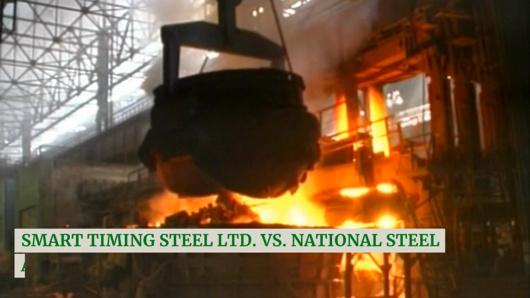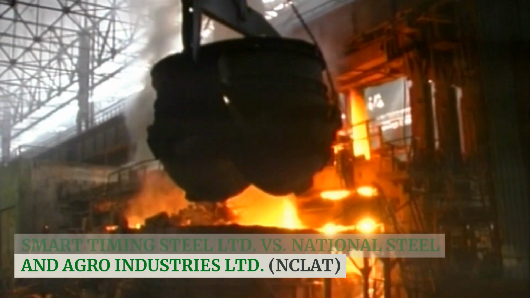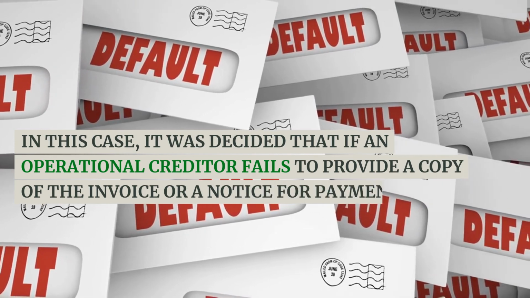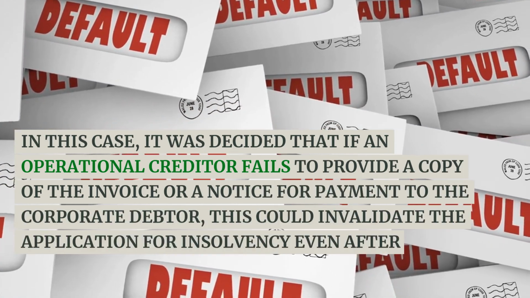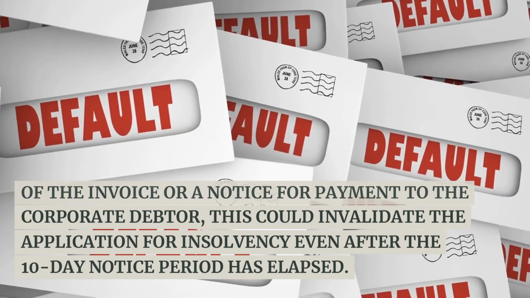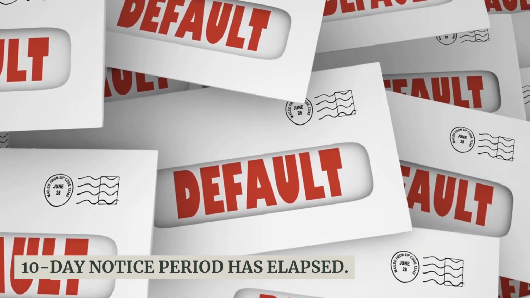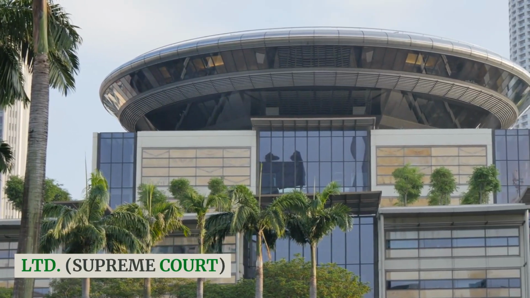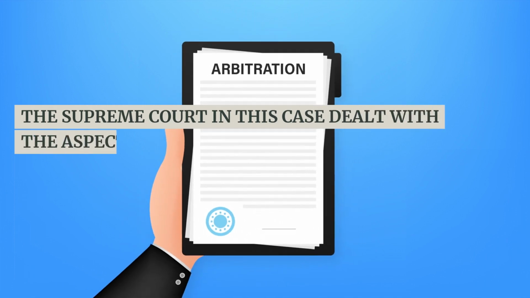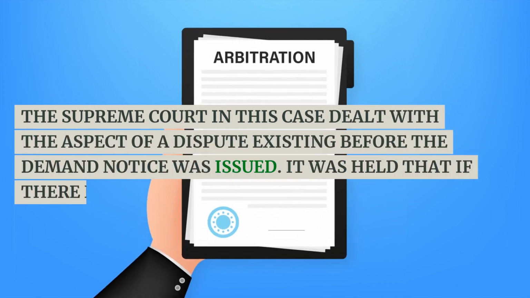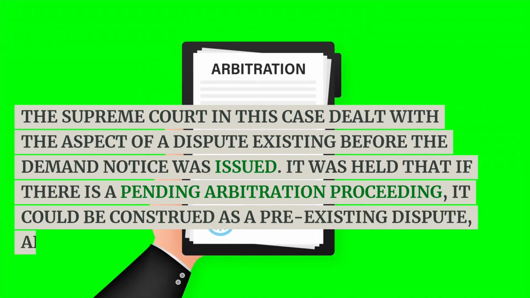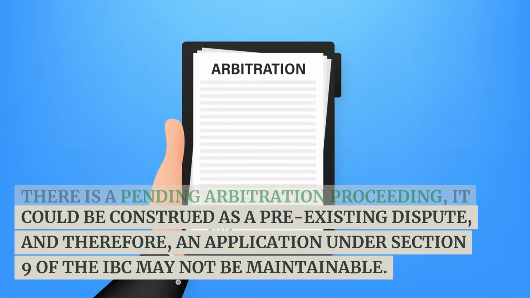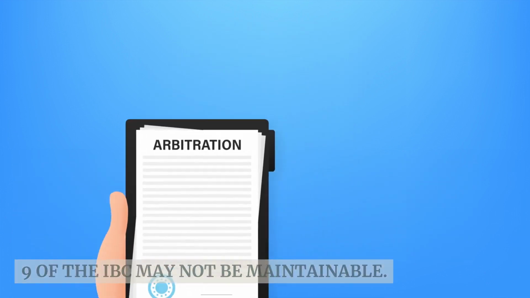Smart Timing Steel Limited versus National Steel and Agro Industries Limited, NCLAT. In this case, it was decided that if an operational creditor fails to provide a copy of the invoice or a notice for payment to the corporate debtor, this could invalidate the application for insolvency even after the 10-day notice period has elapsed. K. Kishan vs. M. S. Vijay Nirman Company Private Limited, Supreme Court. The Supreme Court in this case dealt with the aspect of a dispute existing before the demand notice was issued. It was held that if there is a pending arbitration proceeding, it could be construed as a pre-existing dispute, and therefore, an application under Section 9 of the IBC may not be maintainable.